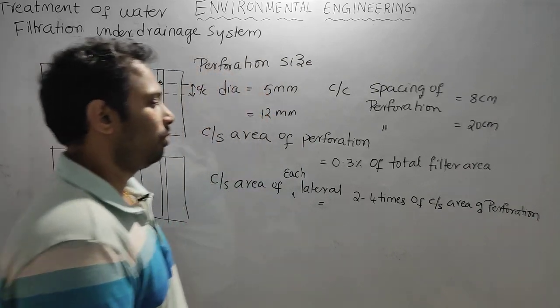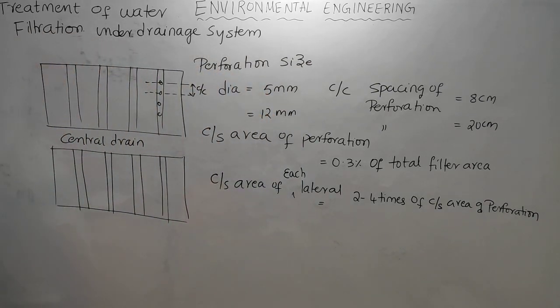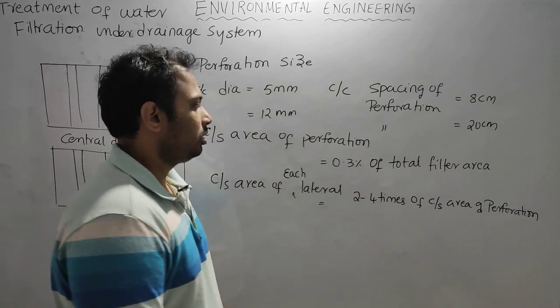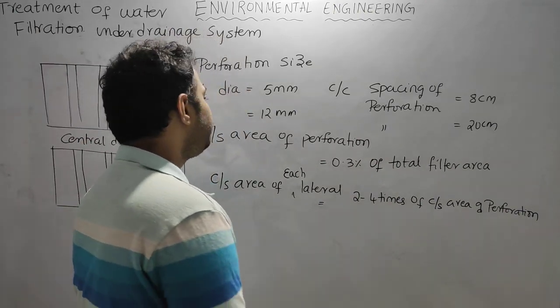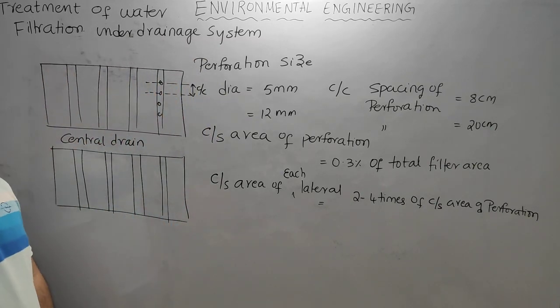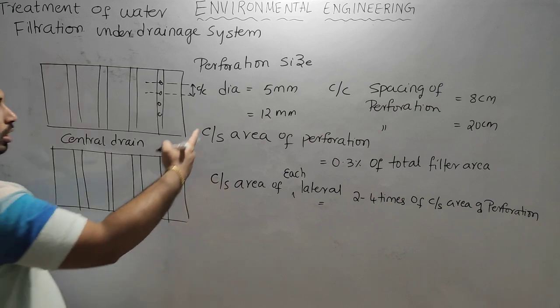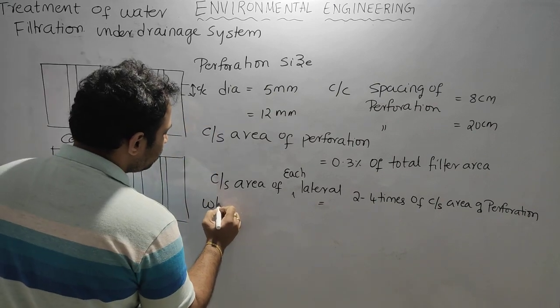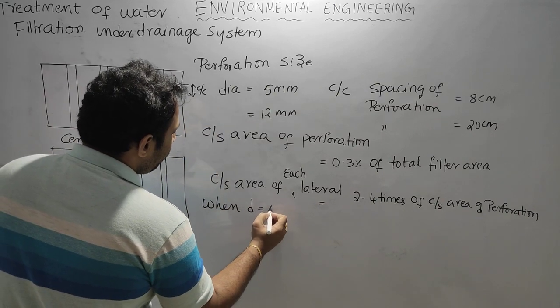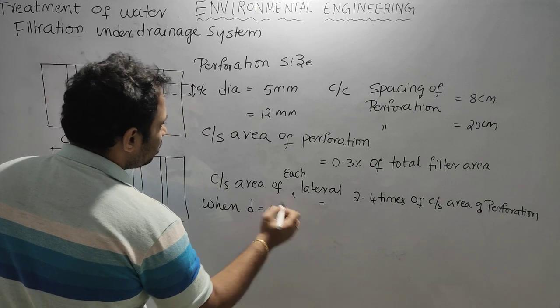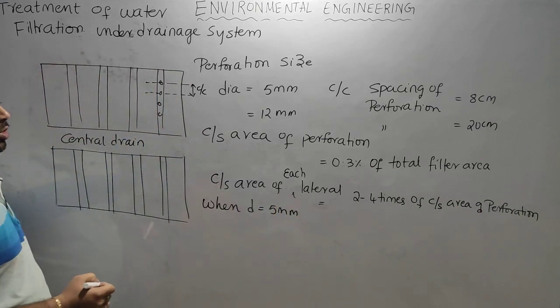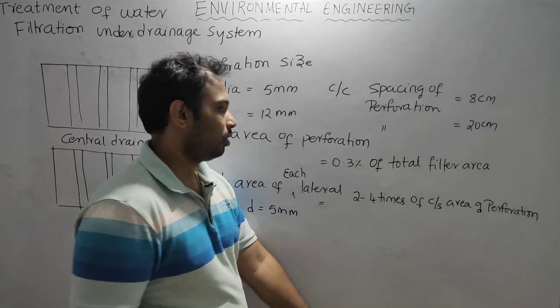So 2 to 4 times the cross section area of perforation, we take it as the cross section area of each lateral. Now once we get to know the cross section area of each lateral, generally we adopt D equal to 5 mm as the perforation size. When D is equal to 5 mm, we take 4 times the cross section area.